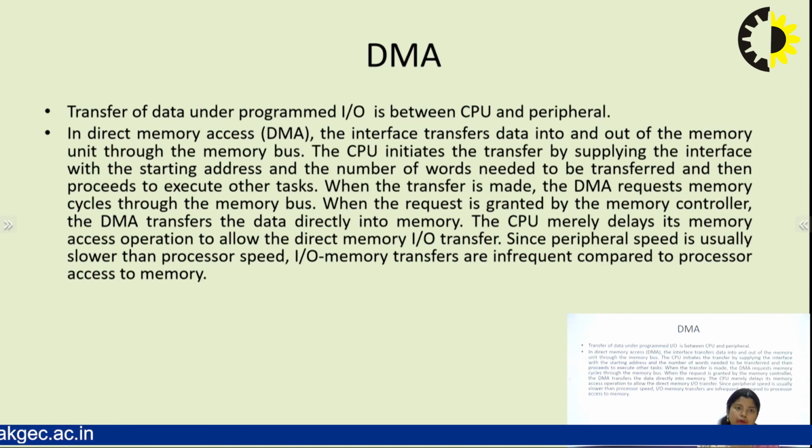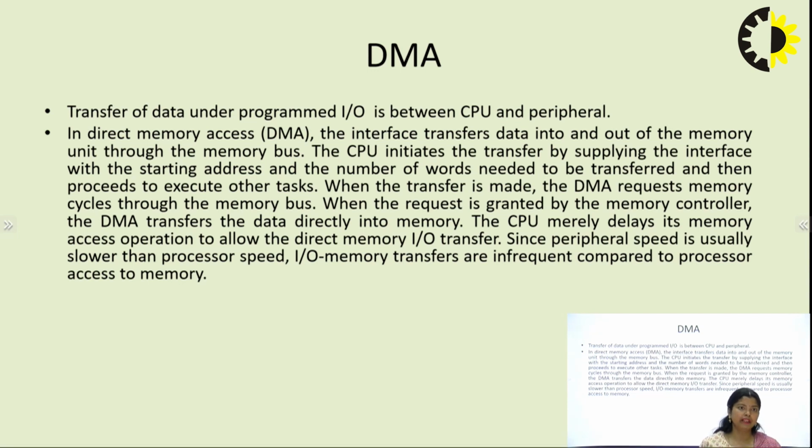In both programmed IO and interrupt, the CPU is busy transferring data from peripheral devices to the memory. So we have a solution: direct memory access, in which the CPU is not involved in transferring the data from the peripheral to the memory. There is another device, the DMA, the direct memory access.